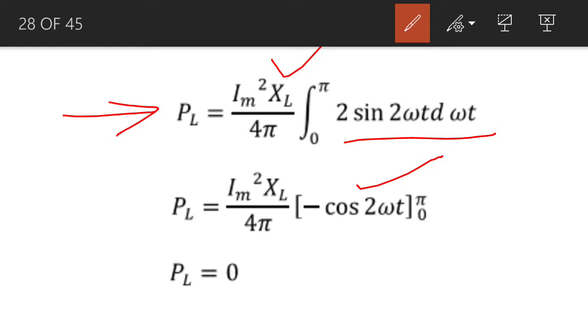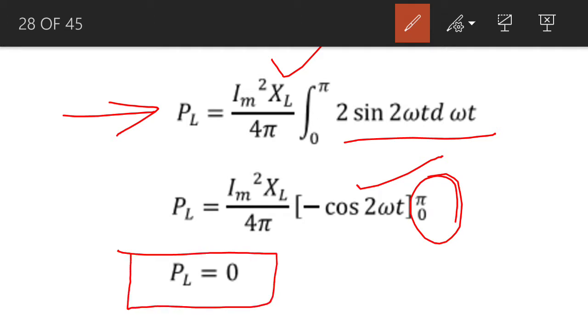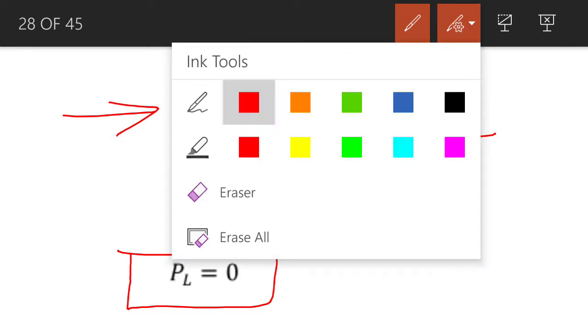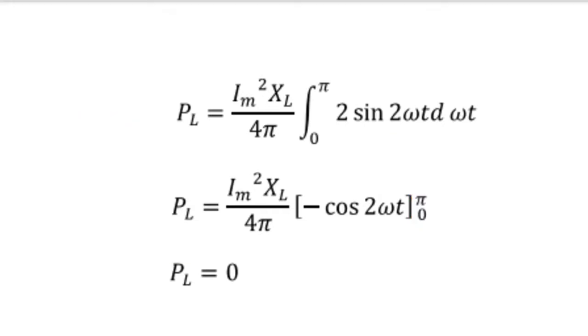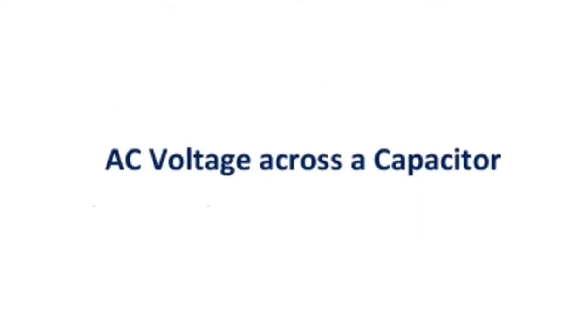And if we put the values of the limits in this particular equation, the average value of the power taken by the inductor is 0. So the inductor does not consume power under ideal condition. The resistor consumes power. It converts this power into heat energy. The heat energy is dissipated in the surrounding atmosphere, but the average value of the AC power taken by an inductor is always equal to 0. The inductor does not consume any power under ideal condition.